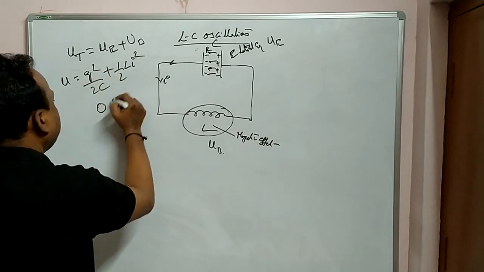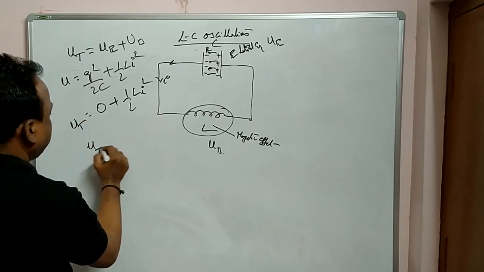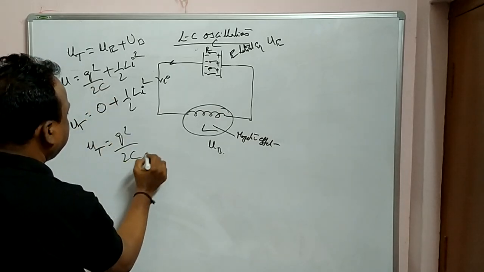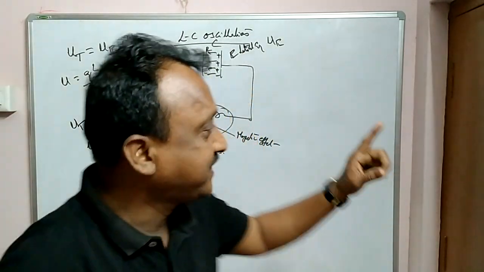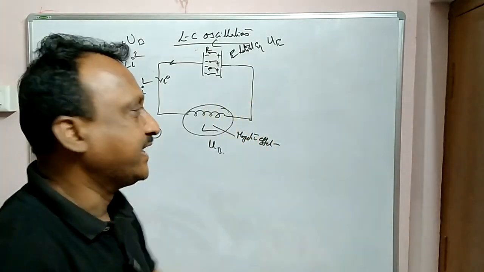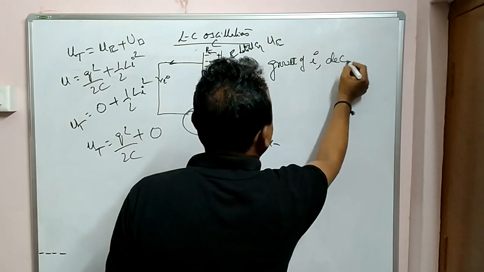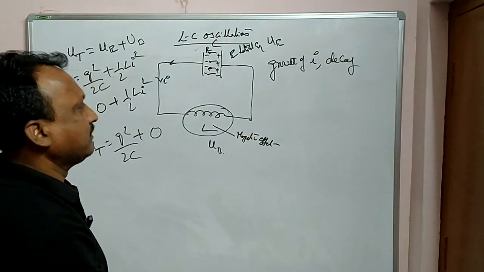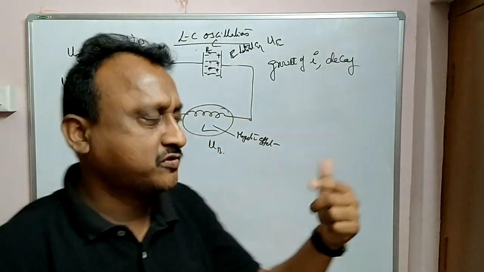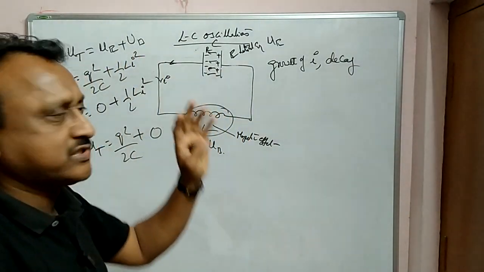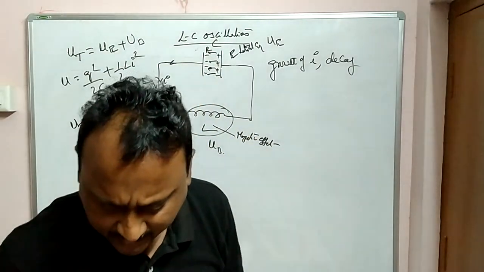Sometimes this may be 0 and this will be present, the total energy. And sometimes this will be present, the electrical energy, and this may be 0. But total energy is conserved again. On this basis only, this will be functioning, the growth and decay. See, the growth of current and decay. Decay means coming down. So it depends upon these values. But total energy is constant: Q square by 2C plus 0, or Q square by 2C plus half Li square. This is the energy stored in the inductor, please.